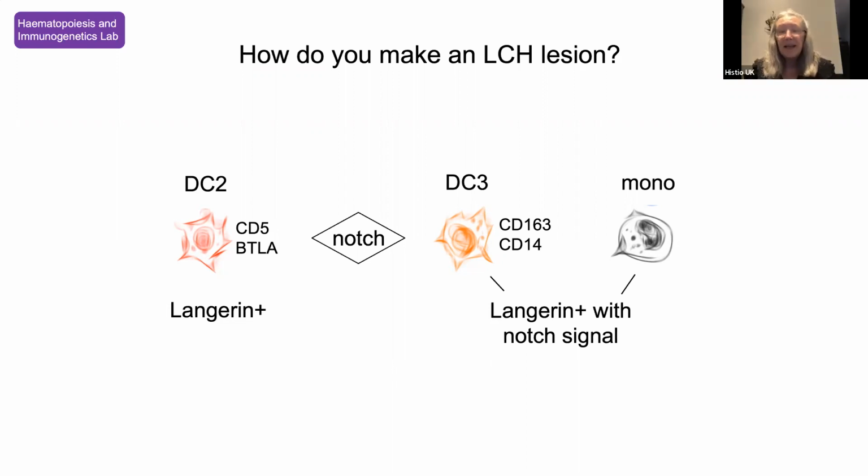So would it normally be a case of trying to interrupt these cells from getting together? Yeah, exactly. This gives us a potential way to break up the party. Individually they may not be able to do what they do in an LCH lesion, but when they get together, that's when they cause trouble.